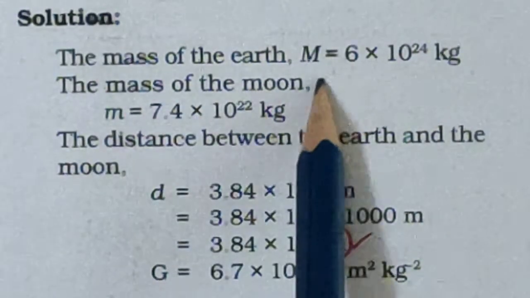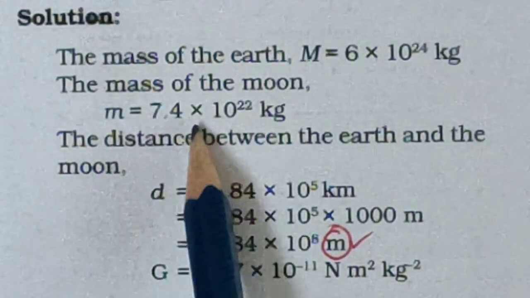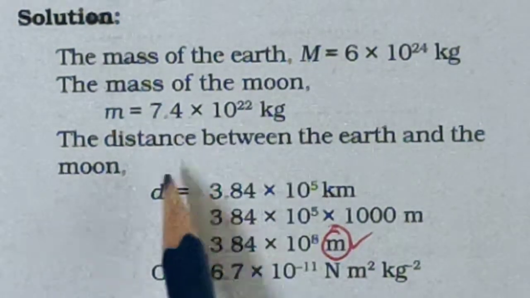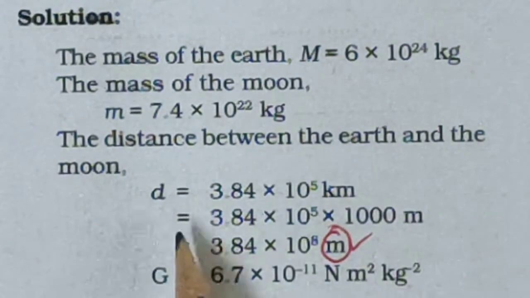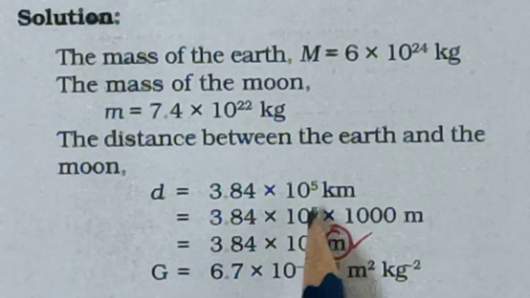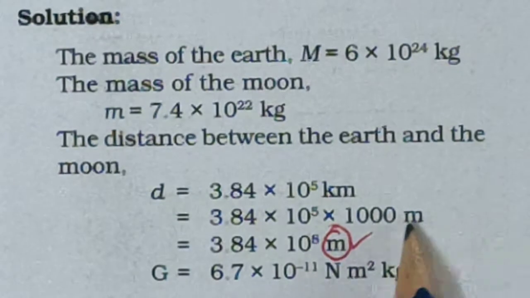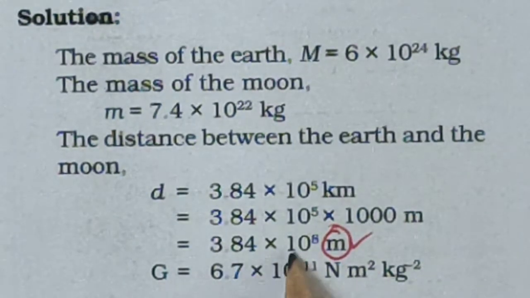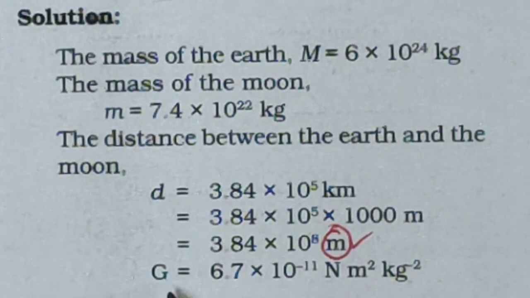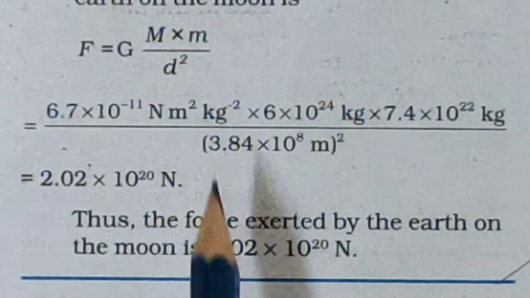Mass of the earth is given by M is equal to 6 into 10 to the power of 24 kg. Mass of the moon m is equal to 7.4 into 10 to the power of 22 kg. Distance between the earth and the moon is d is equal to 3.84 into 10 to the power of 5 kilometers. To convert kilometers into meters, multiply by 1000. Then 3.84 into 10 to the power of 8 meters, the distance has become like that. G is given as 6.7 into 10 to the power of minus 11 Newton meter square per kg square. Substitute all the values here.